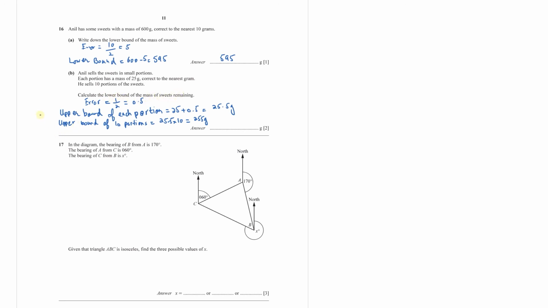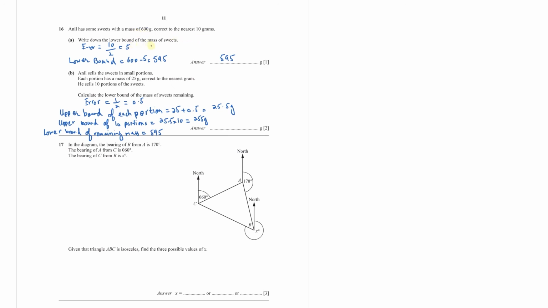So your lower bound of the remaining mass would be equal to the lower bound of the mass of sweets, which is 595, since we were given that the mass is 600, correct to the nearest 10.